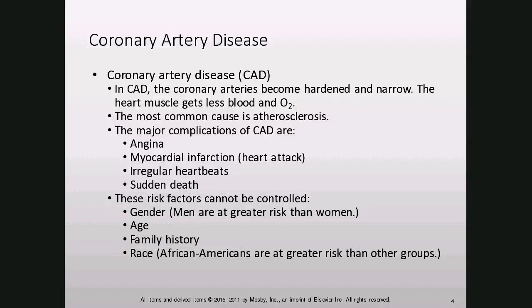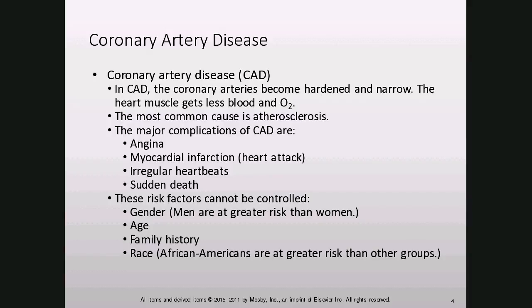The major complication of CAD is angina, which is chest pain. What happens here is when we don't have enough oxygen in our heart, it complains and we feel pain. And if that blood supply is cut off for the heart muscle itself, then we experience what's called a myocardial infarction, or a heart attack. Another thing that can happen from CAD is irregular heartbeats, and death.